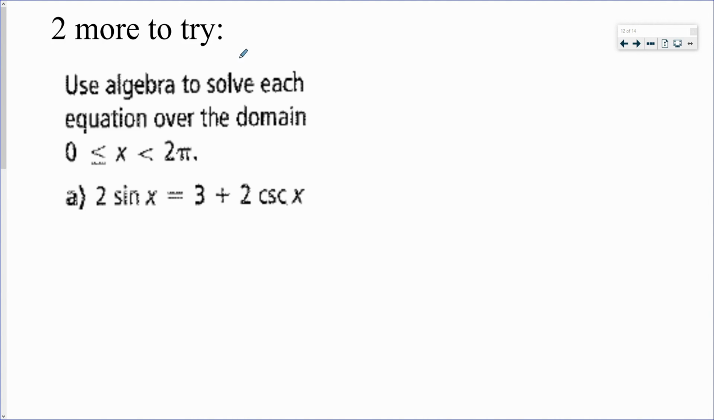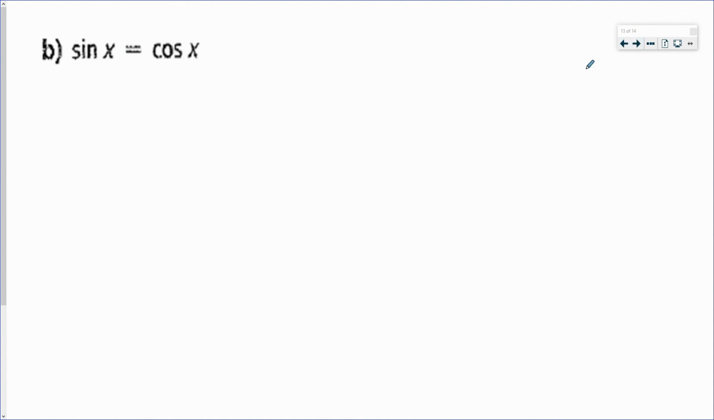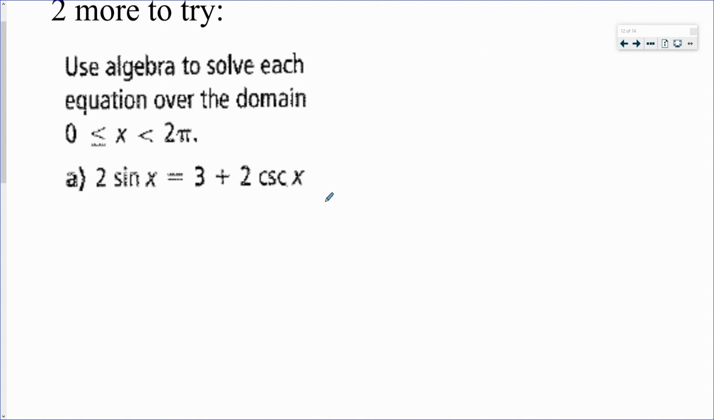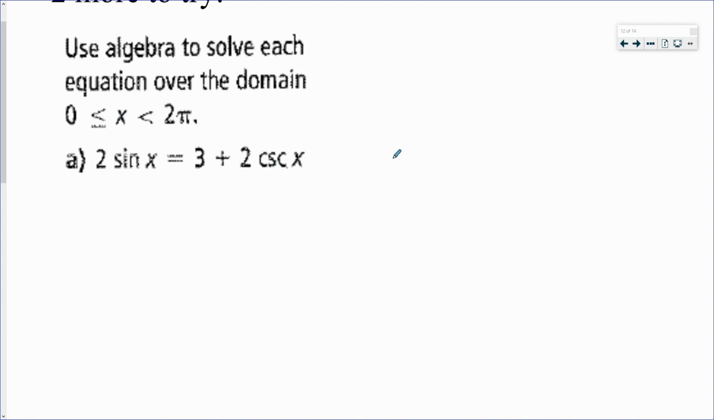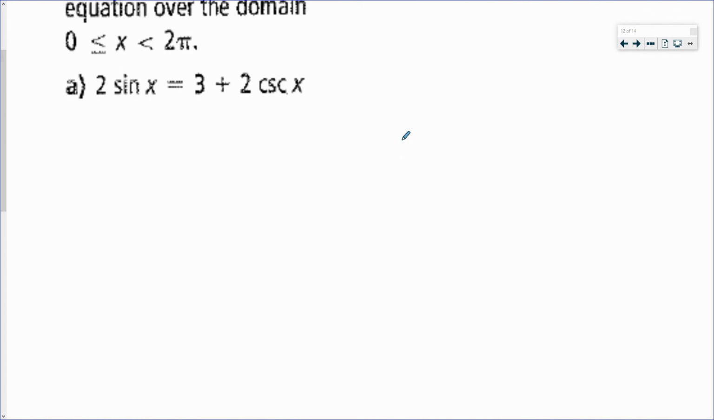Let's do part A. So there's another one over here. I'm going to leave this. But let's do this one because this looks like something you might see on the exam. So right, we got cosecant. So the first thing is, let's replace the cosecant with whatever it is. So remember, cosecant is 1 over sine.